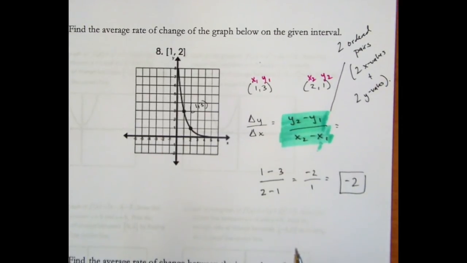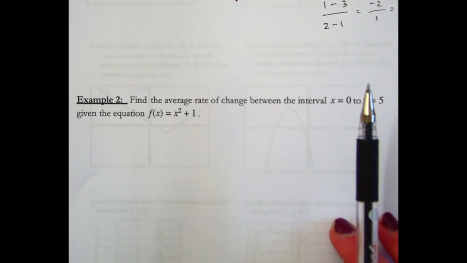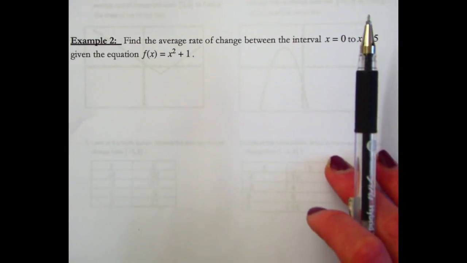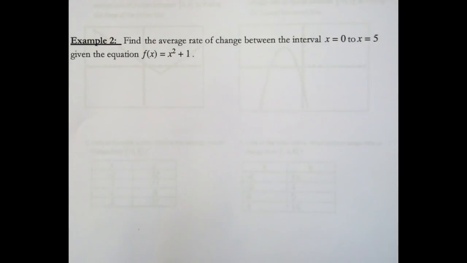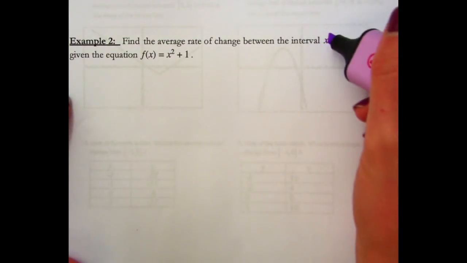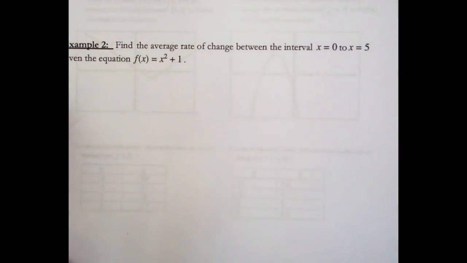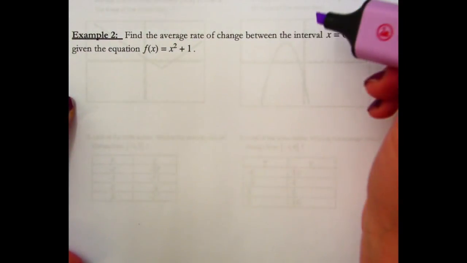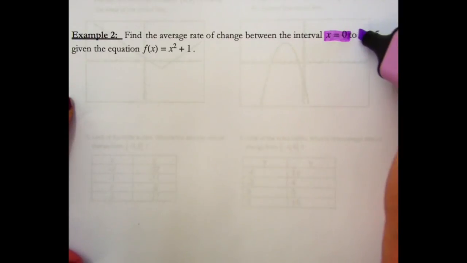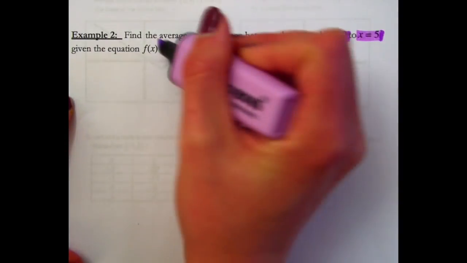Contrast that with the next example we're going to do, example 2, where I'm asked to find the average rate of change between the interval x equals 0 to x equals 5, given the equation f of x equals x squared plus 1. So in this particular problem, I don't have two ordered pairs, like I don't have two x and y values. What I do have is two x values, and I also have an equation.